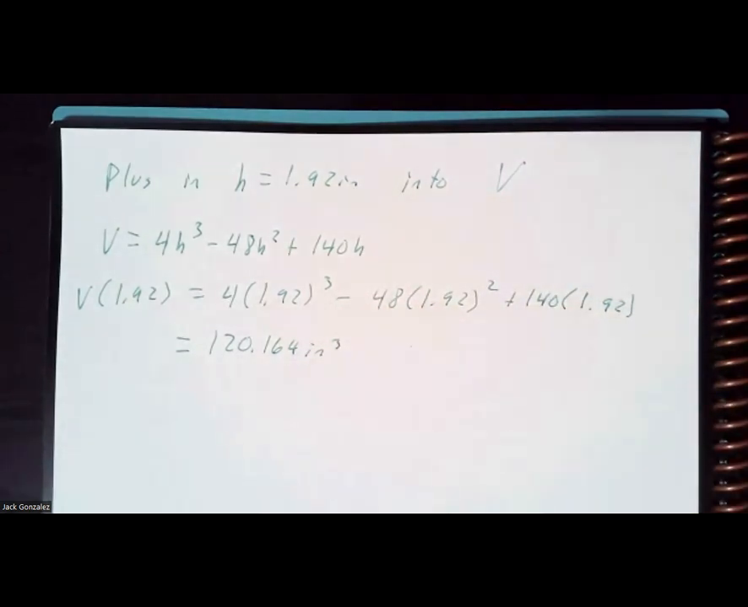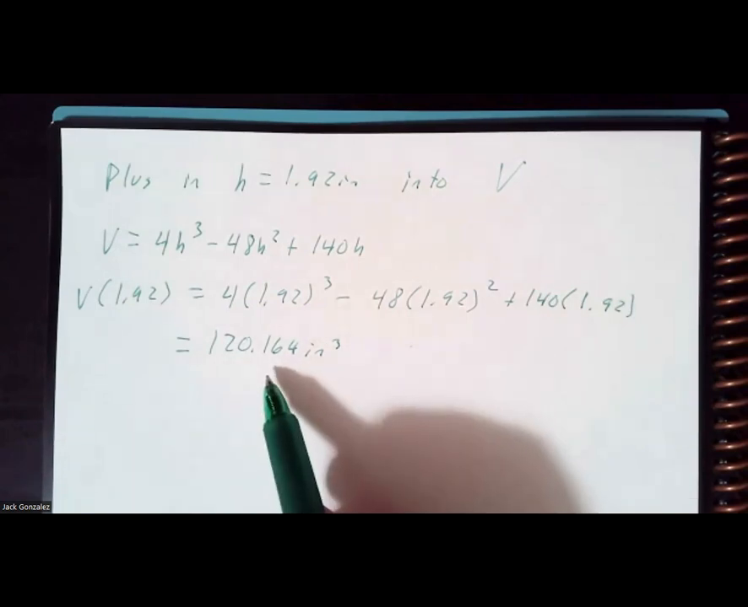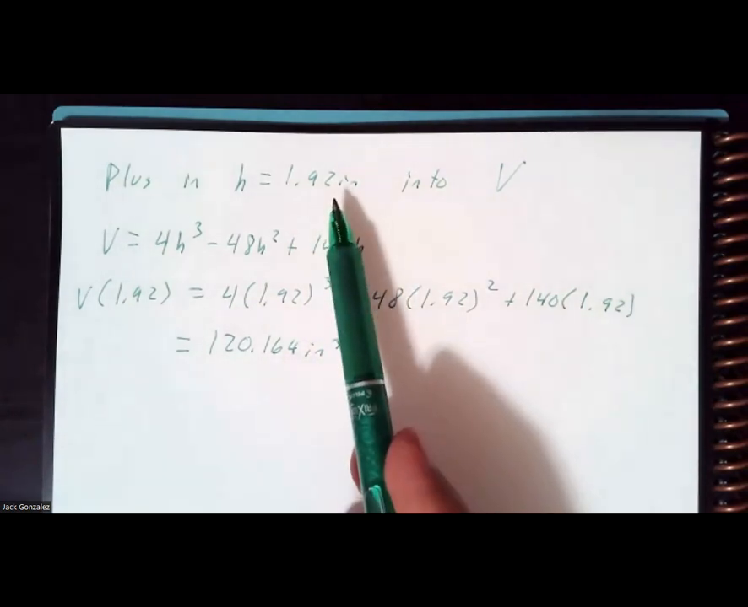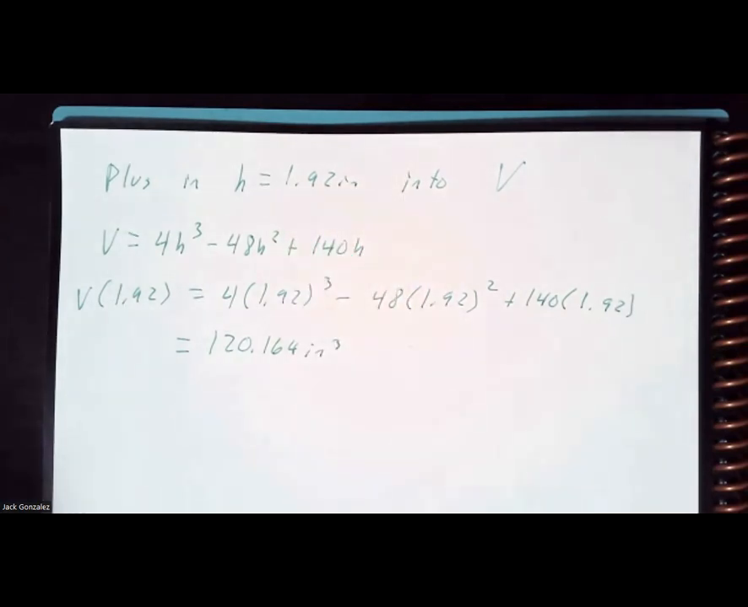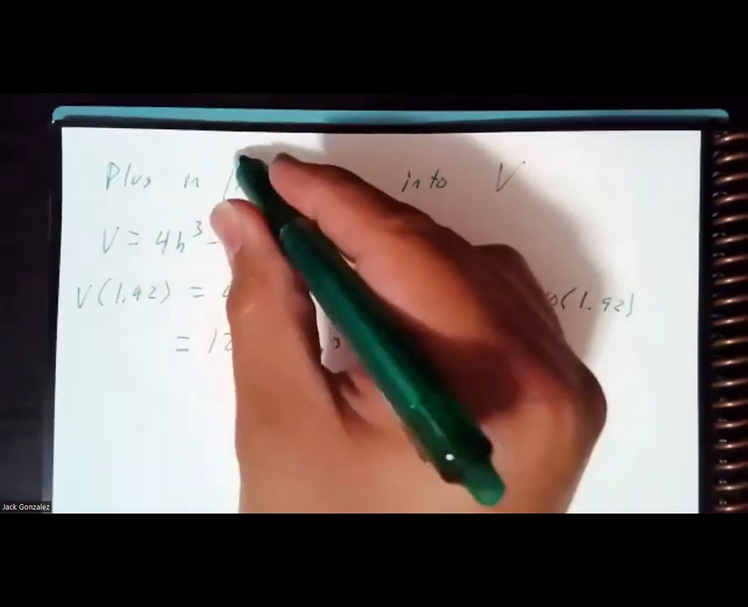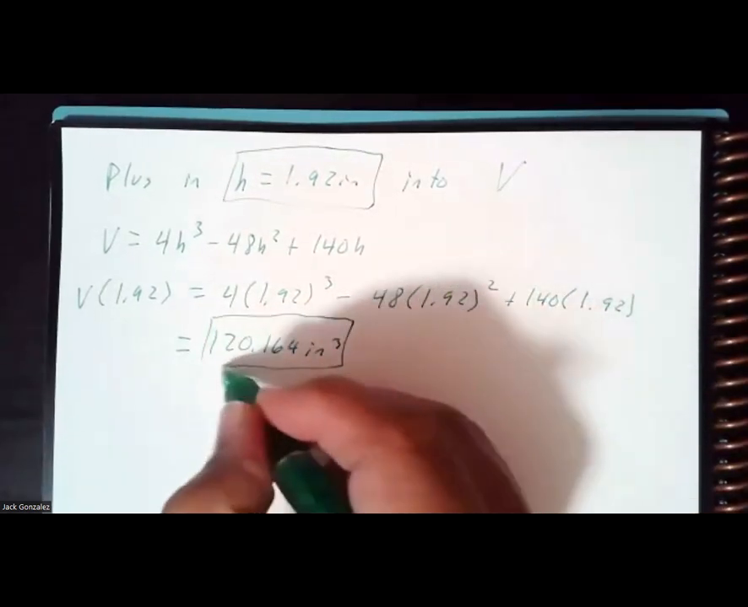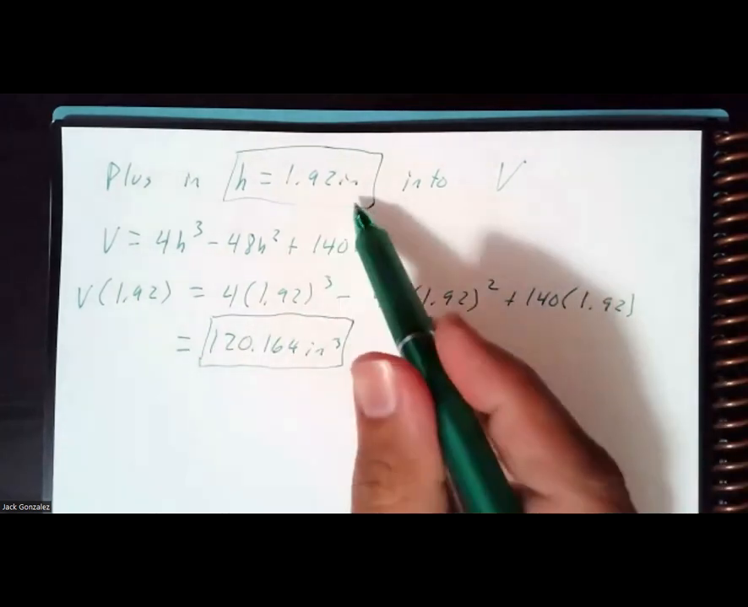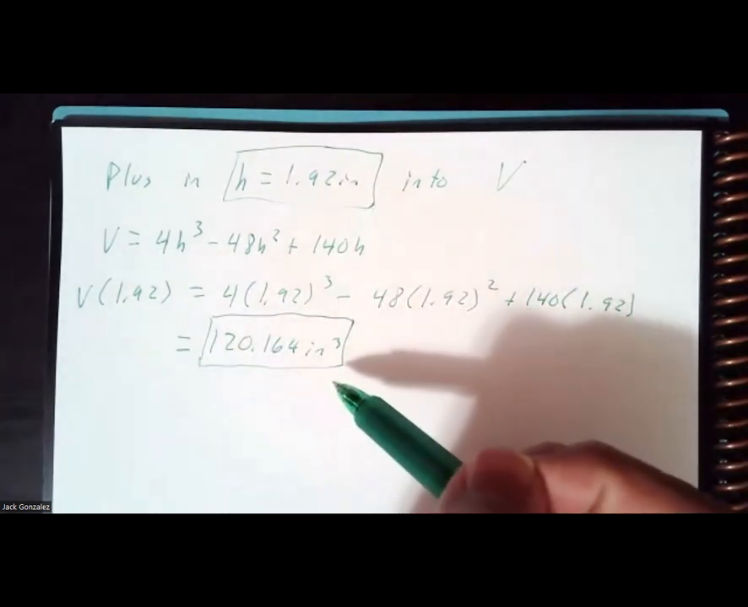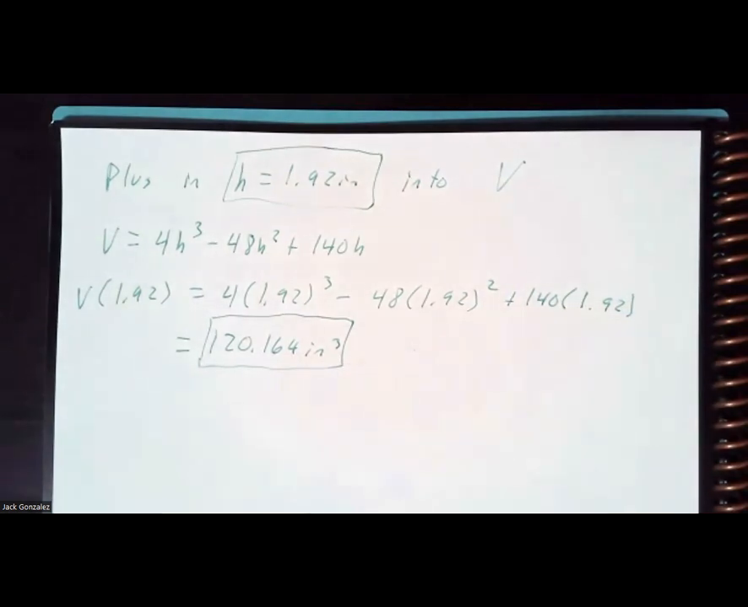So the maximum volume of the box would be this if I cut the corners to be 1.92 and then fold the box up that amount. So this is the final answer, right? This is what they asked for. What is the optimal height to create the maximum volume? Okay, any questions on any of those steps?